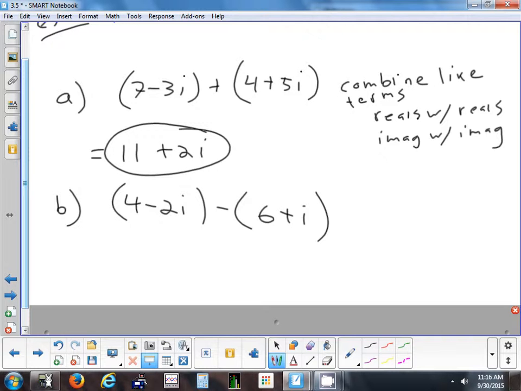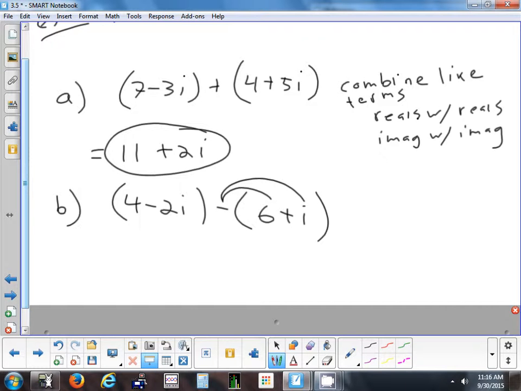What do you have to be careful of here? There's a common mistake people make on this one. Yep. They don't distribute the negative number to the 6 and to the i. You got to remember you're subtracting the 6 and you're subtracting the i. So think of it as 4 minus 6 and negative 2i minus i.